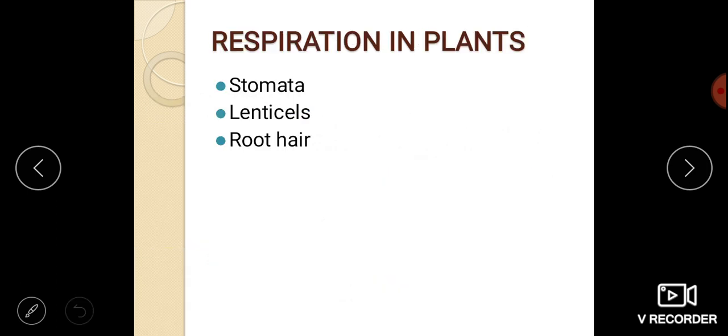Now, respiration in plants. Plants also show respiration, so they have different organs for respiration. Number first, you all know about it, that is the stomata. These stomata we have already discussed in the topic nutrition. These are the pores which are present on the surface of the leaves. They are more on the lower surface as compared to the upper surface. Each stomata consists of two guard cells and is surrounded by the epidermal cells.